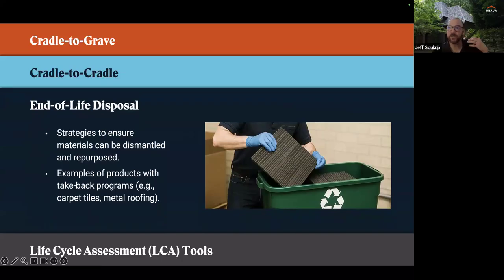End of life disposal. So making sure that your manufacturer has strategies in place to ensure that materials can either be dismantled and repurposed or recycled. Examples of this are take-back programs. So your carpet tiles, metal roofing, products that we can work with the manufacturer to get it back to the factory, and then recycle or reuse.